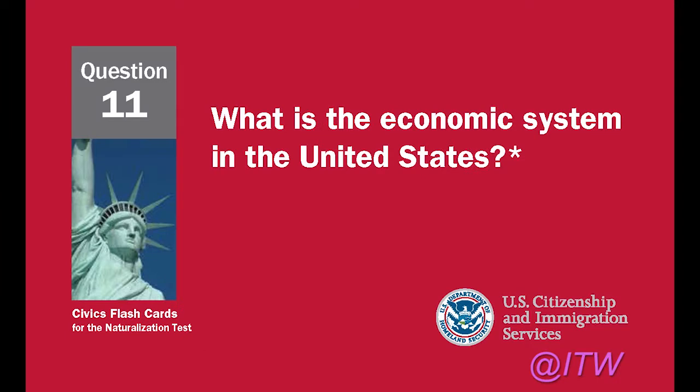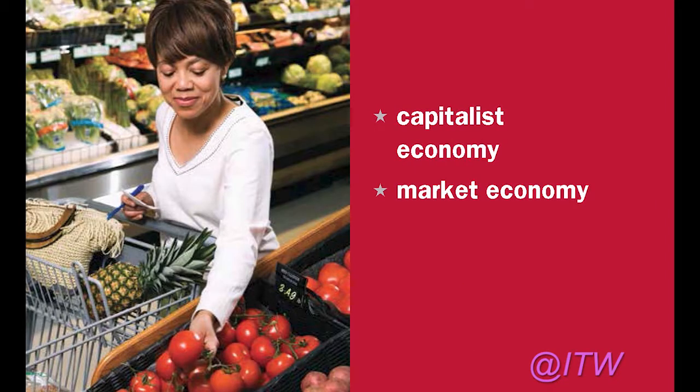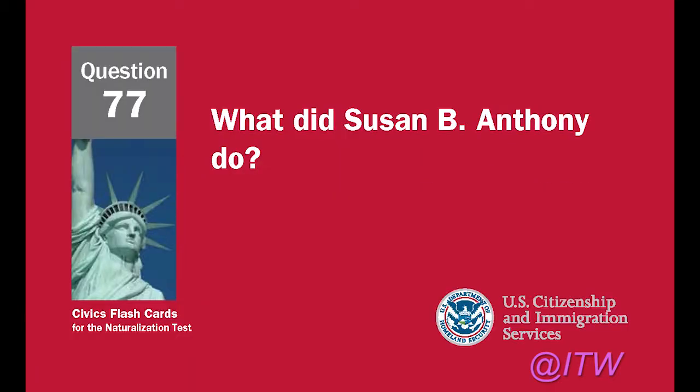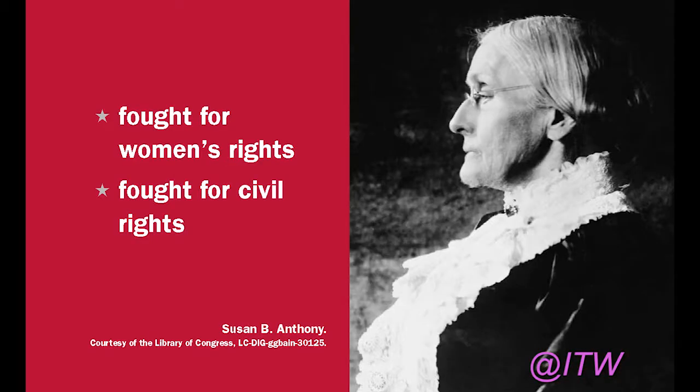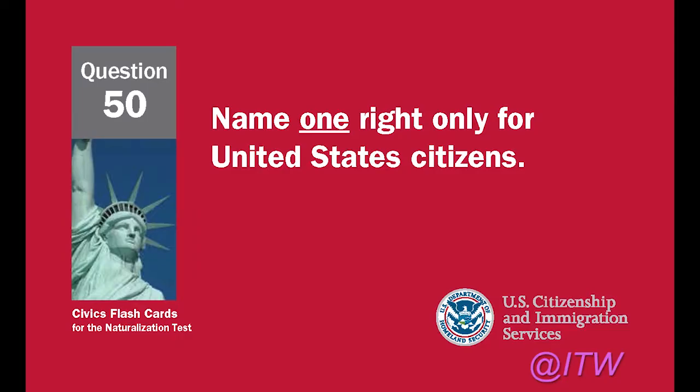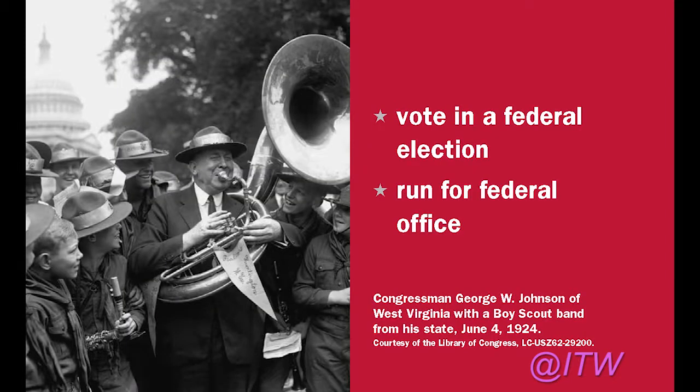What is the economic system in the United States? Capitalist economy. Market economy. What did Susan B. Anthony do? Fought for women's rights. Fought for civil rights. Name one right only for United States citizens. Vote in a federal election. Run for federal office.